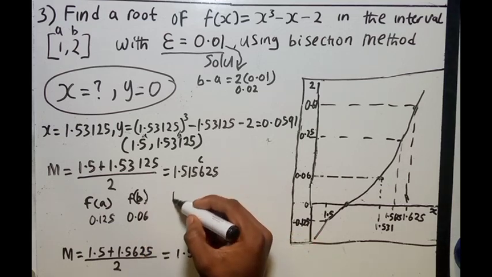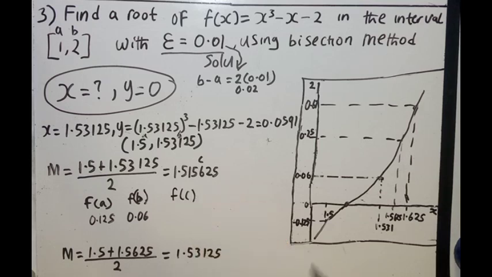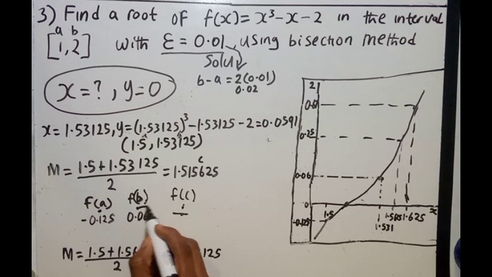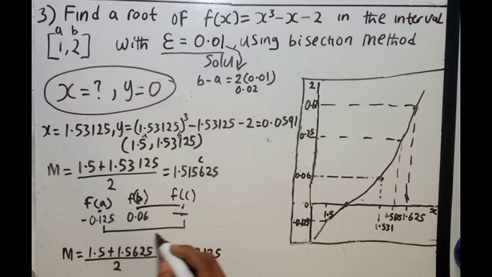Now our f of c is what? You have to find that. We have not gotten that. So whatever value you get here, this is minus, remember. You multiply this times this, and this times this. Any of them that gives you a negative value, or a value that is less than 0, is the one you'll be using as your interval.